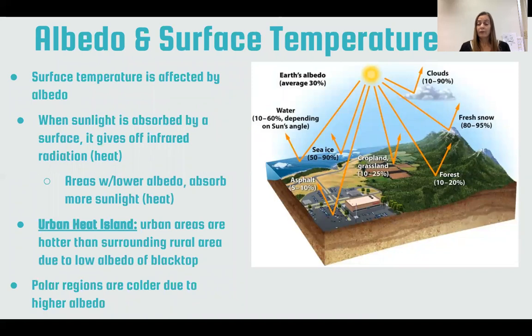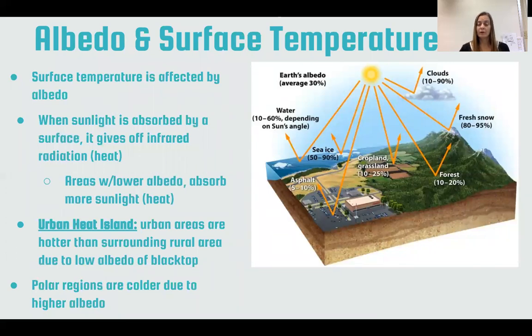Obviously, albedo, that reflectivity, is going to affect surface temperature. So when sunlight is absorbed by a surface, it heats up and it gives off infrared radiation. So those areas with lower albedo absorb more sunlight. That means they get hotter.